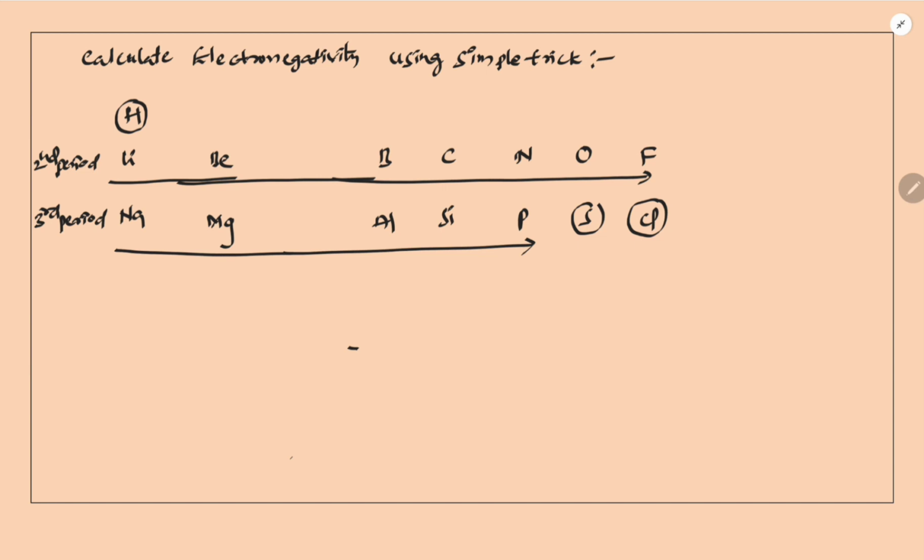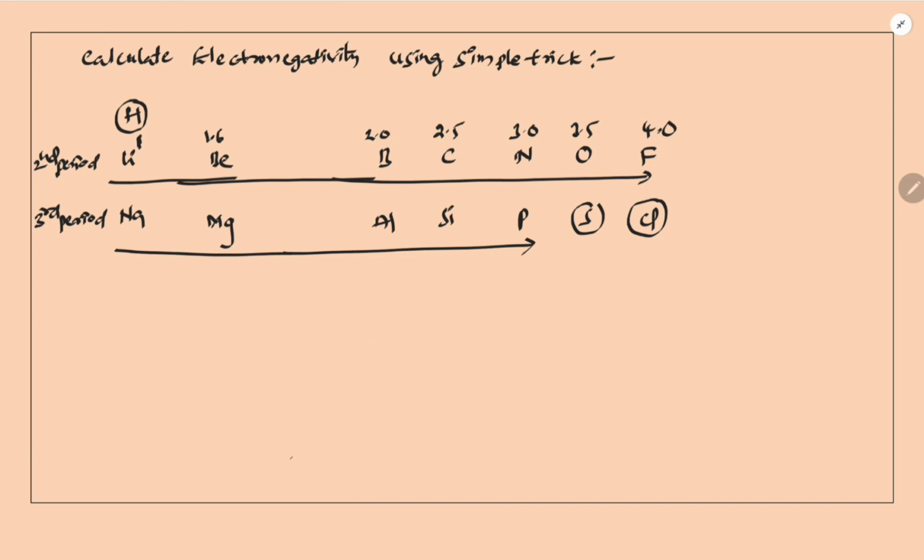Now see the lithium. Its electronegativity is 1. For beryllium, I increase by 0.6, so it is 1.6. For the rest of the elements, I increase by 0.5. So for example it is 2.0, 2.5, 3.0, then 3.5, and 4.0.